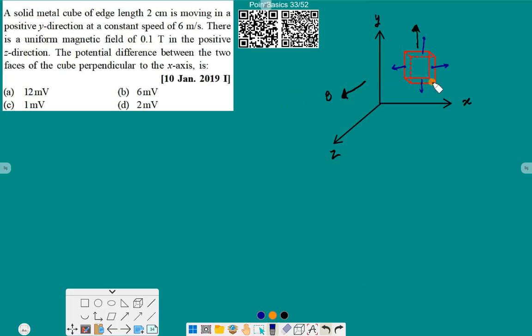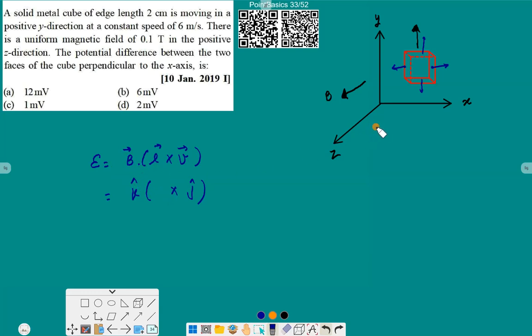So to not get confused, we directly use the formula for the induced EMF. For induced EMF, we know that it is given by B L cross V. This is the induced EMF formula. Here, our magnetic field is in Z direction, so it is in K. Let's leave the length now. And our velocity is in the Y direction, so it is in J. So length should be in the X direction. Only then we get an EMF or potential difference.